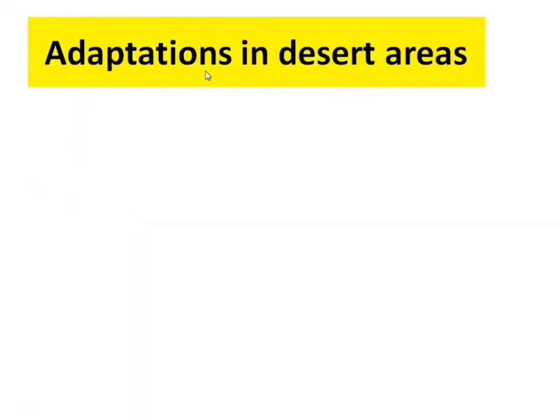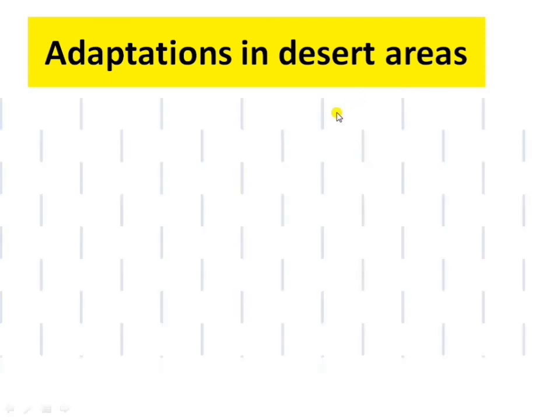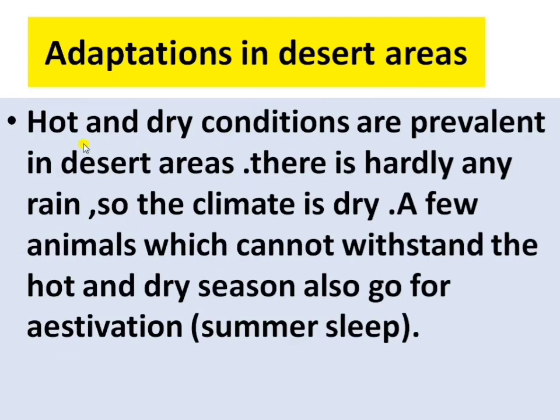Next, adaptations in desert area. Here, hot and dry conditions are prevalent in desert areas. There is hardly any rain in desert areas, so the climate is dry. A few animals which cannot withstand that hot and dry season also go for aestivation, that is summer sleep.